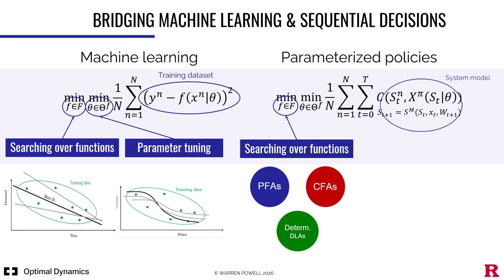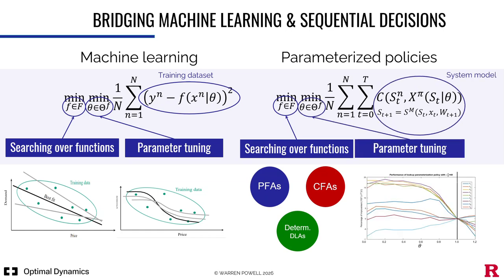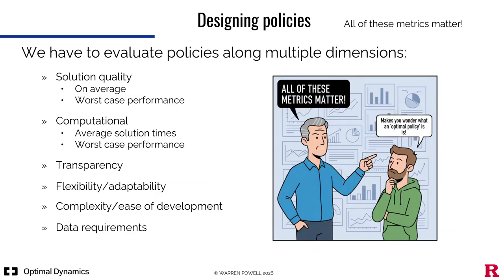Now, for the rest of it, we're going to need a system model. We don't use a training data set. We have to model the physical problem. And then generally these policies have tunable parameters, and we need an algorithm to do that. Now, this is hard, but the process is basically the same as machine learning, and we need to think of it in these terms. Now, how do you evaluate policies?